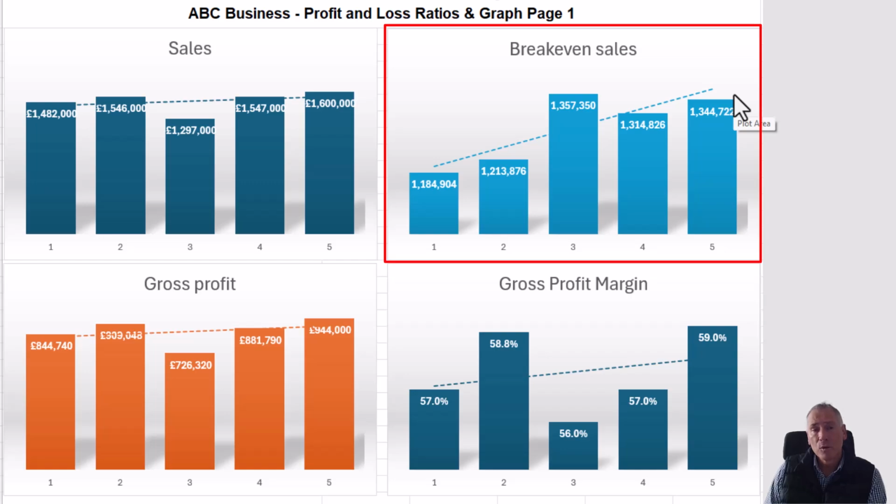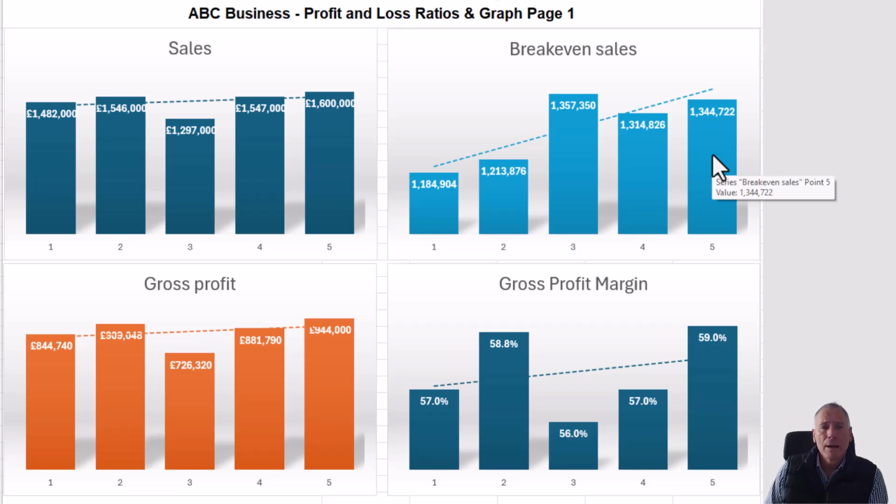Now that could be good or bad. What it means is that if your break-even sales are increasing, it means that the amount of costs that the sales have to cover are increasing. But actually in this case, it's not such a problem because we can see that the sales are increasing. So you would kind of expect that the overheads would increase in line with that, but that's something to be aware of and to watch.